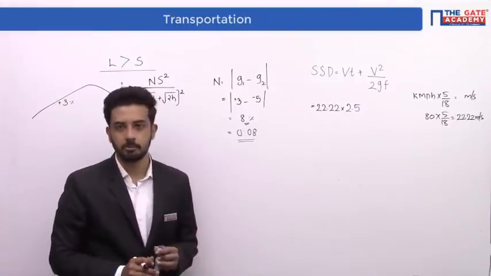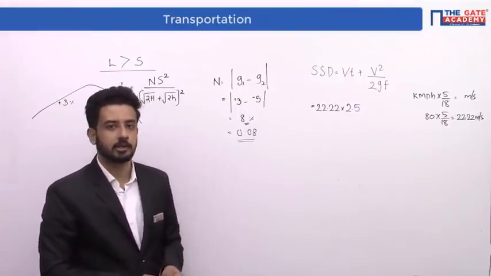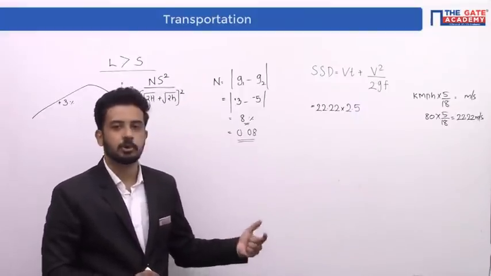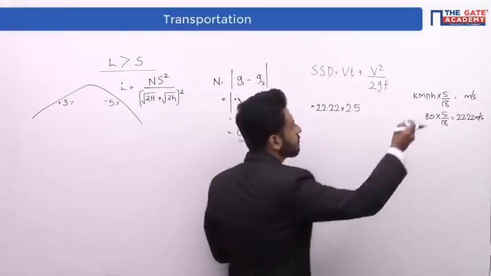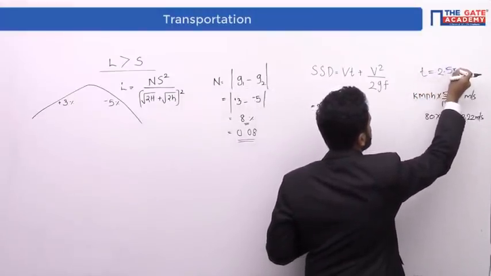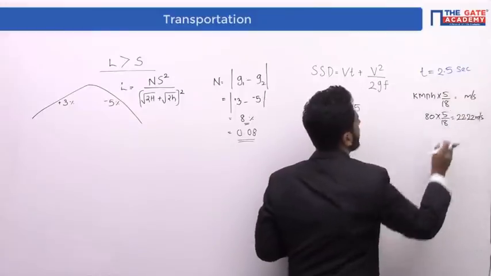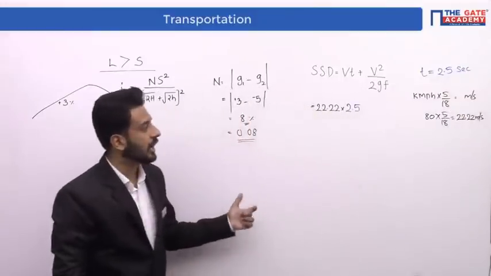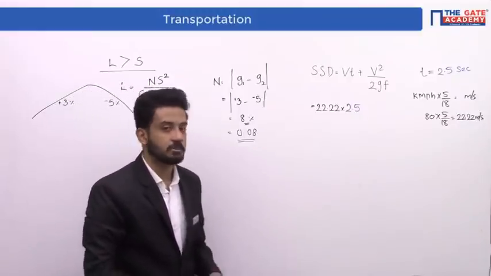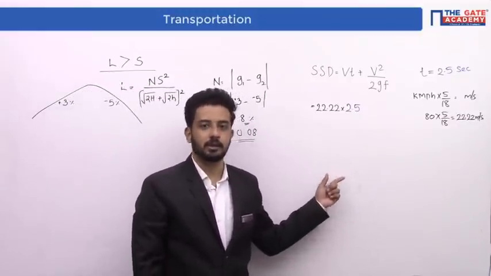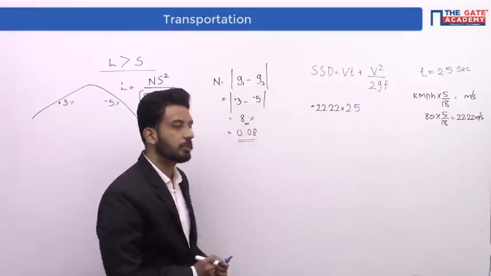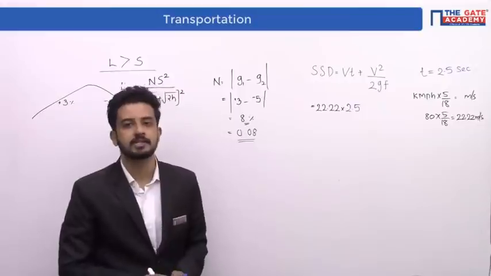You have to remember that. Very important point. That value is asked in the GATE exam also, just for 1 mark. So you need it in numerical problems as well as in theory. They can ask you what is the value of reaction time for stopping. Remember, it is for stopping. If it is for overtaking, it is 2 seconds. For stopping, it is 2.5 seconds.